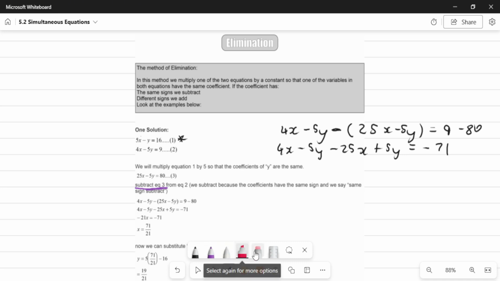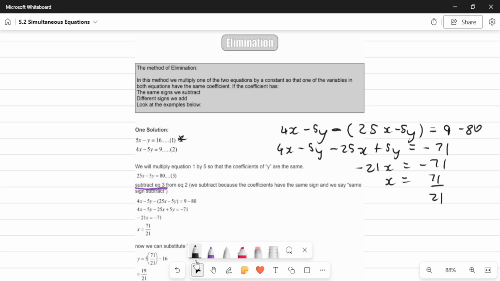What's going to happen? And why did we do everything intentionally? So that we can get rid of all of this here. And now we're left with minus 21x is equal to minus 71. Therefore, x is equal to 71 over 21. Very, very simple.